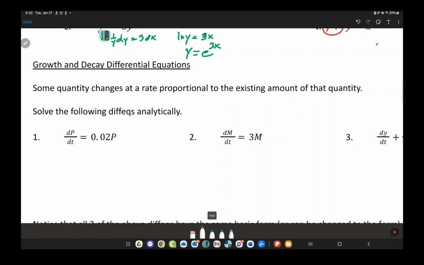Number 1. This one says, the quantity changes at a rate proportional to the existing amount of the quantity. Solve the following. So this is going to be just straightforward, what we did the other day when we created the exponential functions. So here we have 1 over P dP equals 0.02 dt.